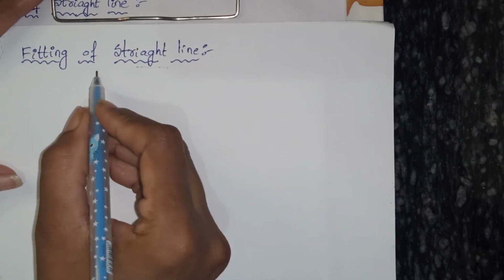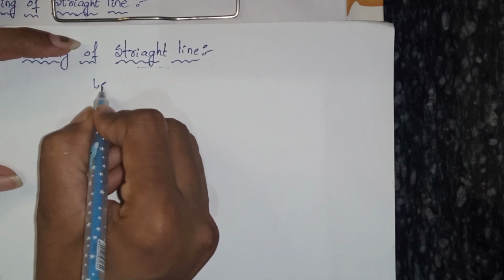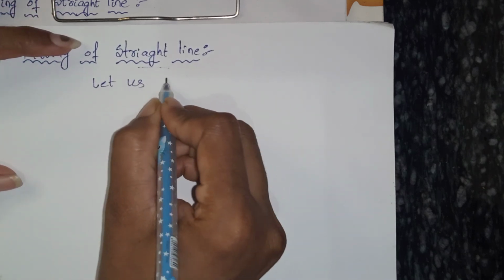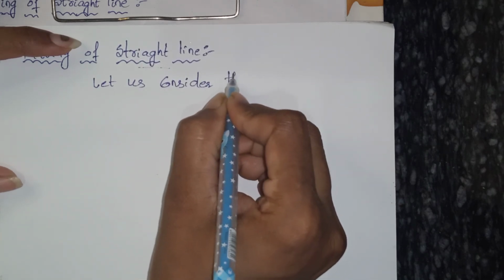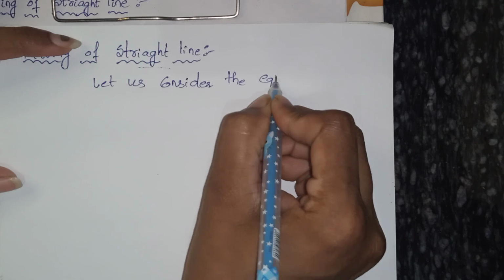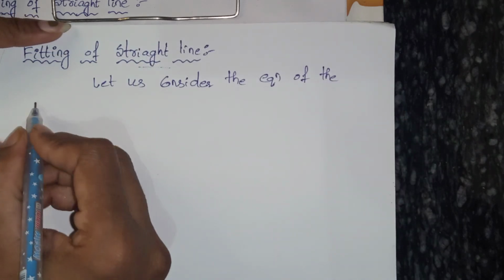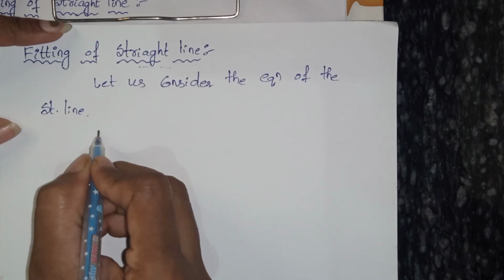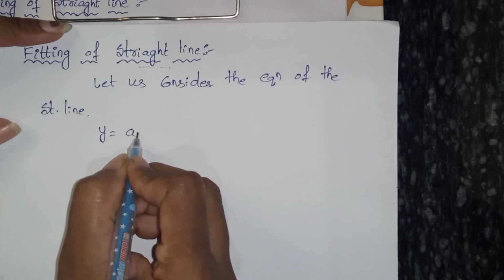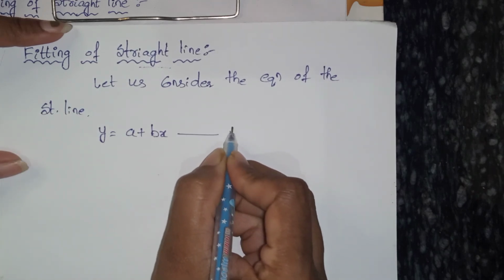So, fitting of straight line. That means what? First let us consider what is a straight line. Let us consider the equation of the straight line. The straight line is nothing but y equals a plus bx. So this is equation 1.